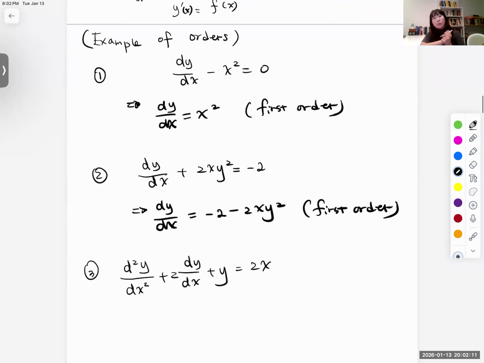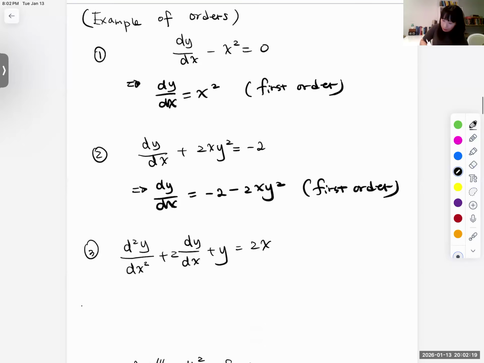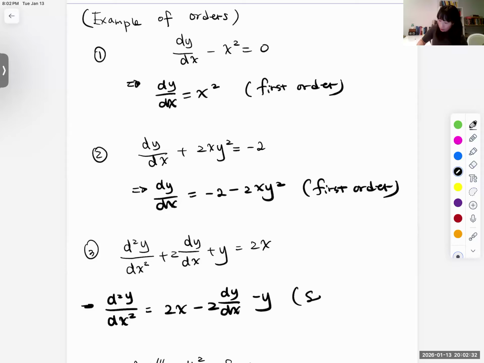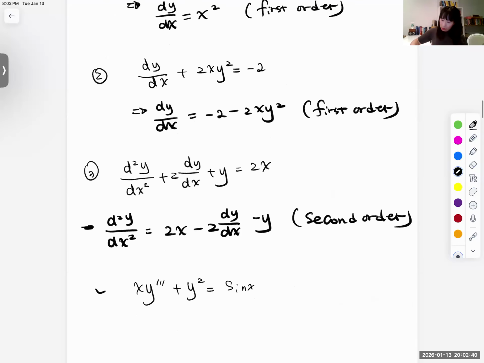How about this? We can see the highest derivative is the second derivative, right? So it's second order. We can express this one as d squared y over dx squared equal to 2x minus 2 dy over dx minus y, right? So second order. Okay, would you like to try this one?